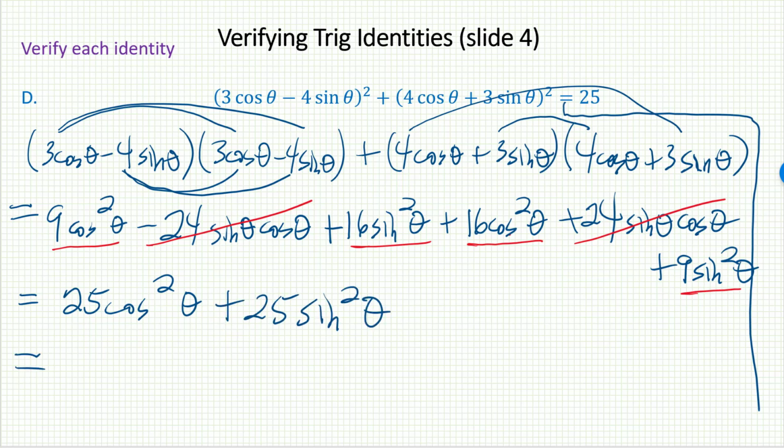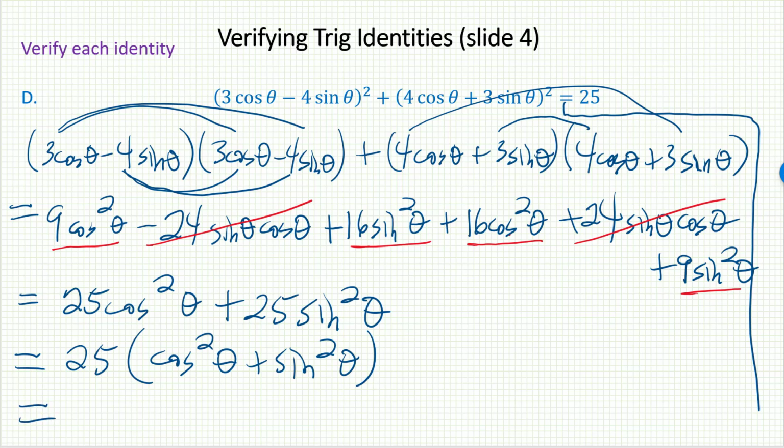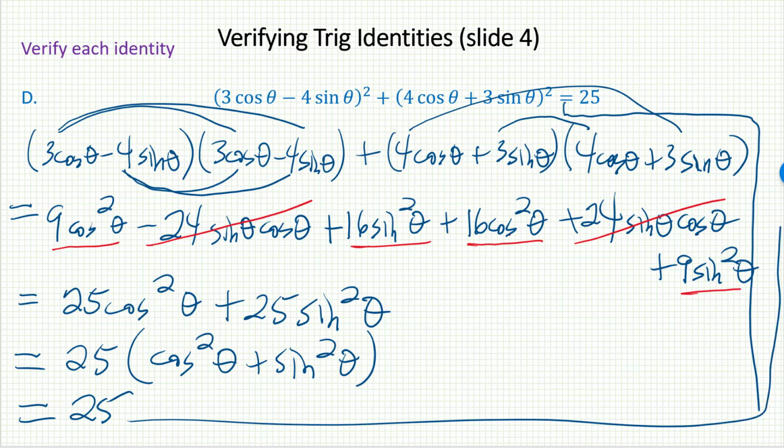Well, this one's going to finish off quite nicely. I can factor out the 25 now. Cosine squared theta plus sine squared theta, that's just 1. And 25 times 1 is 25. And there you go, we matched. This identity has been verified.